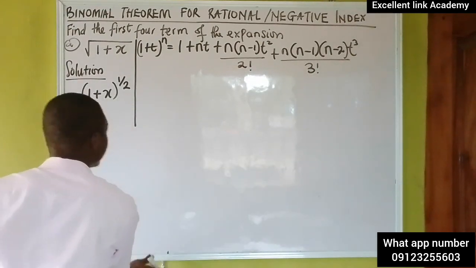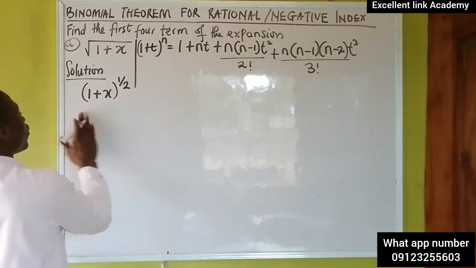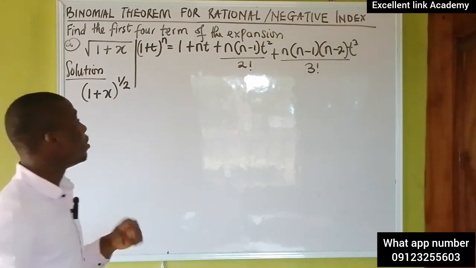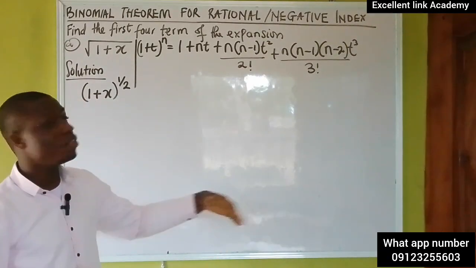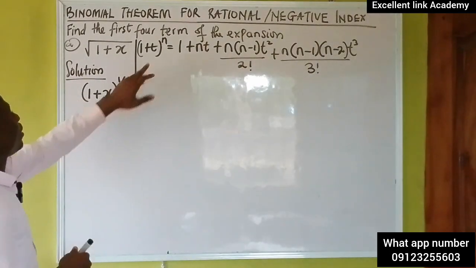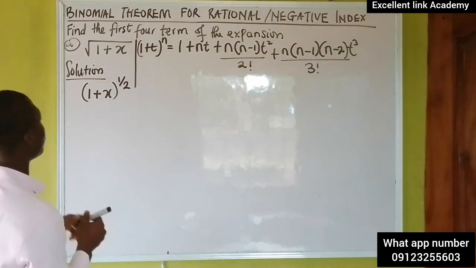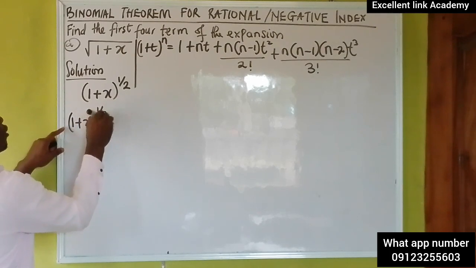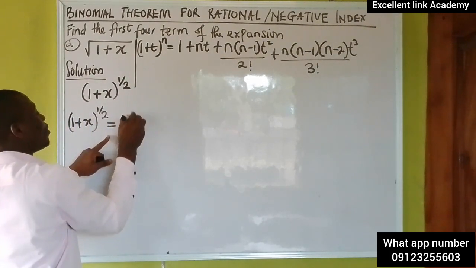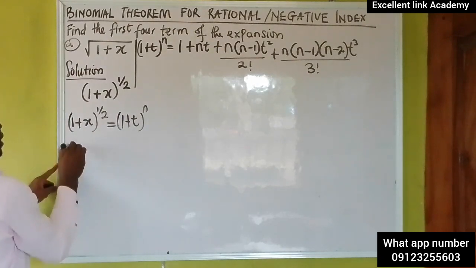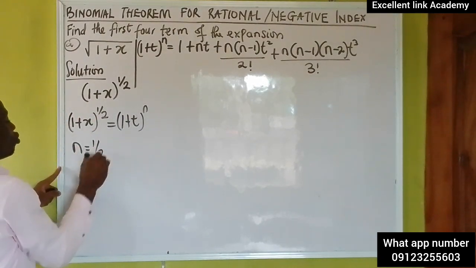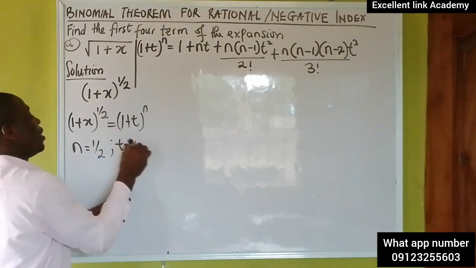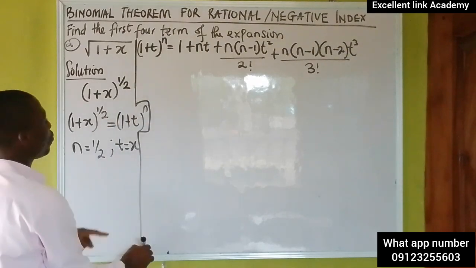In our previous video, we discussed factorial. We said factorial is the multiplication of consecutive terms in descending order such that each term differs from the previous by 1 until 1. So now let's equate. I'll equate this with this to get my t and n. If I'm equating 1 plus x to the power of 1 over 2 to 1 plus t to the power of n, I will get my n. My n there is 1 over 2, and my t is given to be x.